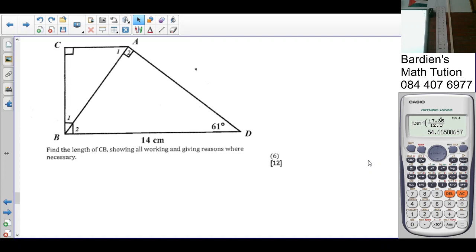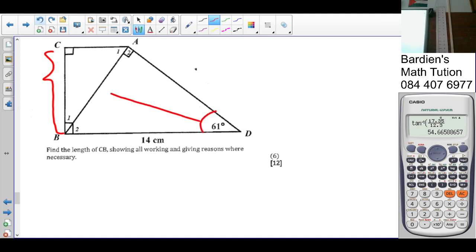CB, this length. So as you can see, I can't go straight into that triangle, not so? However, we can calculate AB. So let's calculate AB first. So here we've got 61 degrees. So AB is what to 61? Opposite. What do we have? What is this? Is it not opposite the 90 degrees? It's your hypotenuse.